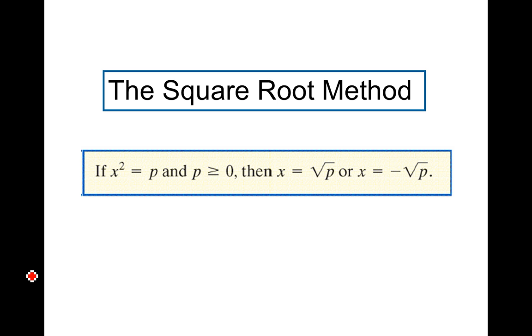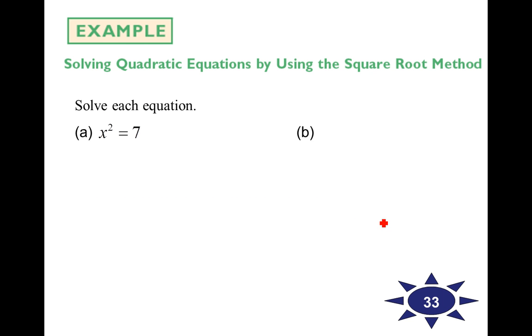There we go. All right, so if x squared equals p and p is greater than or equal to 0, then x equals plus or minus the square root of p. So if we're solving for x, and we do the square root, we get a positive or a negative answer. So the first one here is very straightforward. If x squared is 7, then x is equal to plus or minus square root 7.